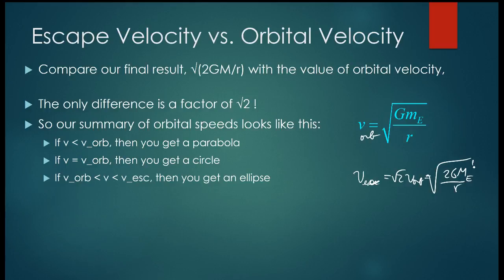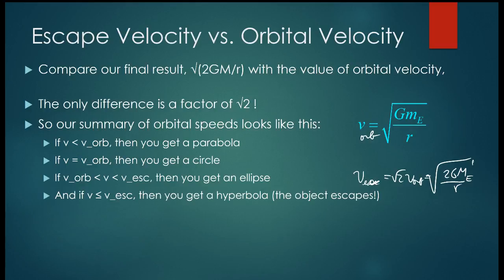Okay, then you get an ellipse, and if you're greater than or equal to v escape, then you get a hyperbola. So the object will escape from its orbit.